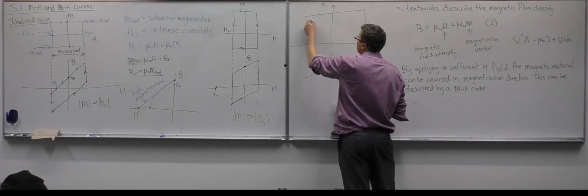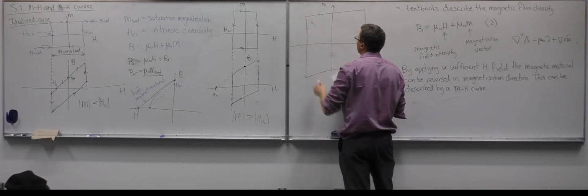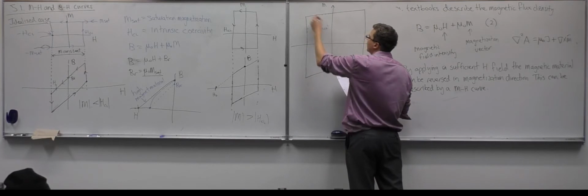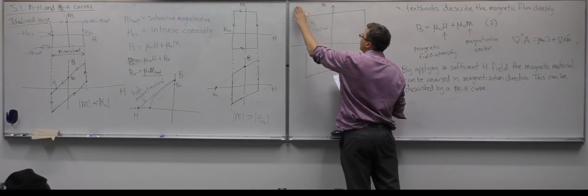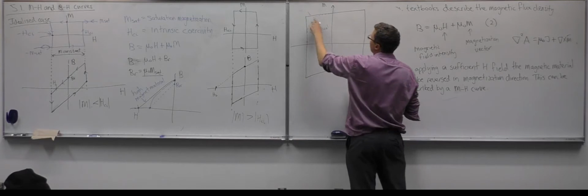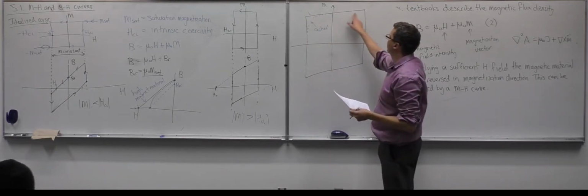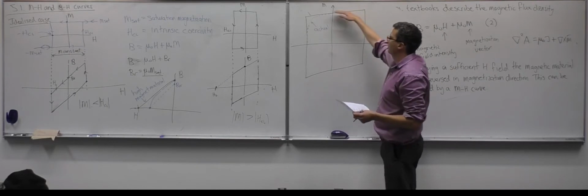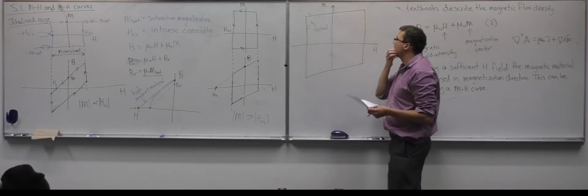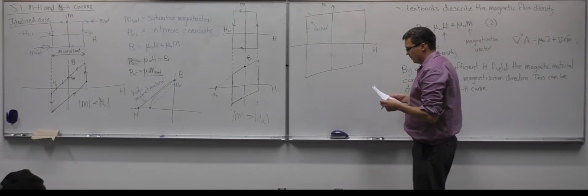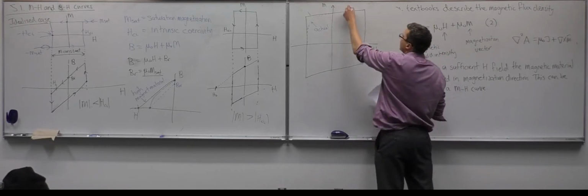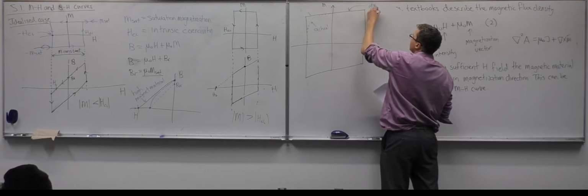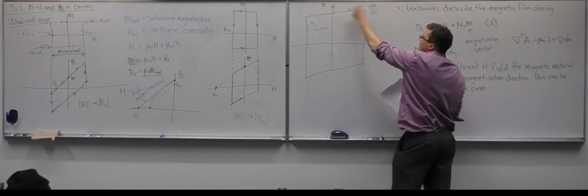So this would be actual. But this is slightly more realistic because it's not completely constant as a function of H. So this here would have some dM over dH gradient.